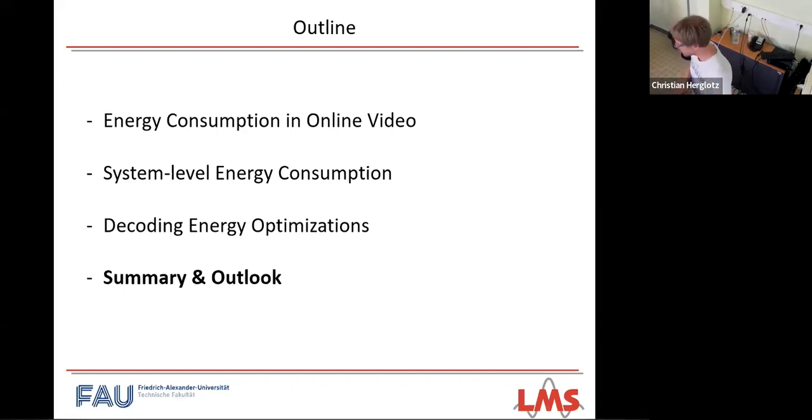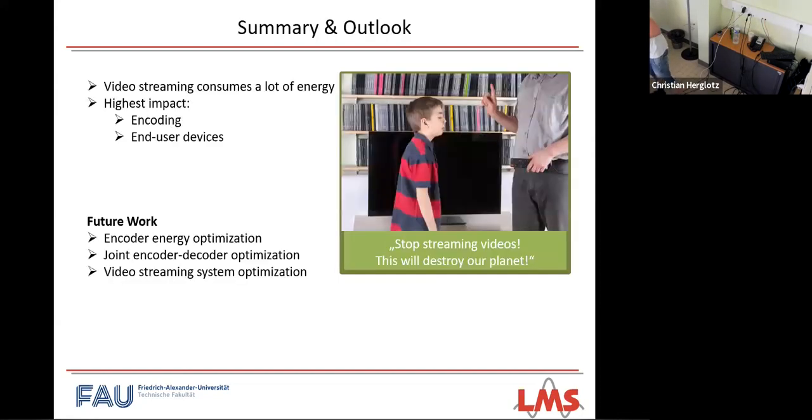So let me come to the summary and outlook, and then we can still discuss if you have questions on that too. So just very quickly, of course, video streaming consumes a lot of energy. That is something that we find out nowadays that is unquestionable. From our study, we found that the encoding and the end-user devices, again the decoding, have quite some impact and are most important. And what we are planning right now is we're working on encoder and decoder energy optimizations.